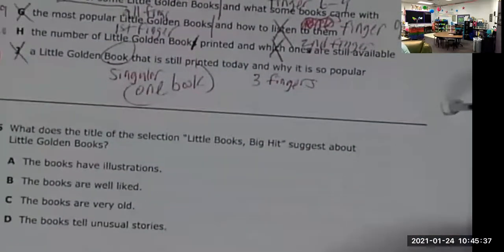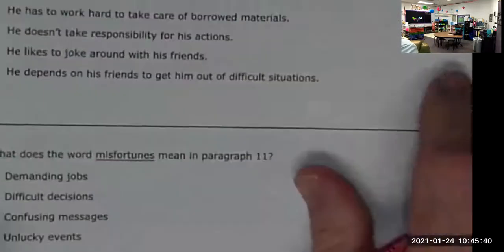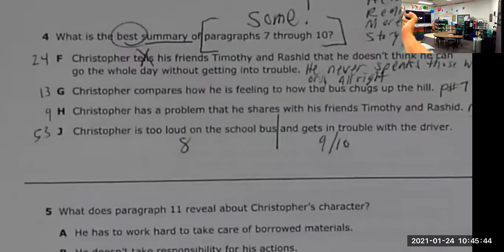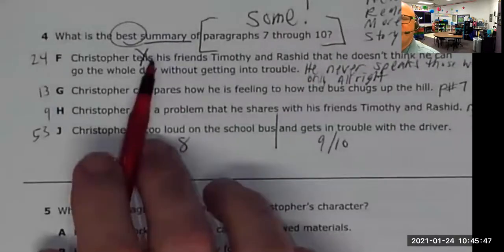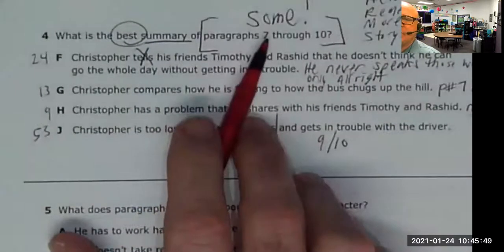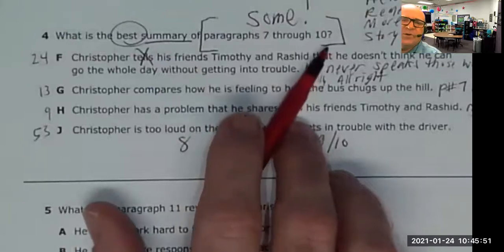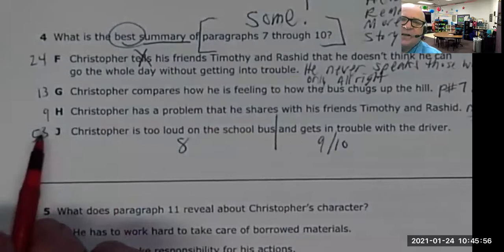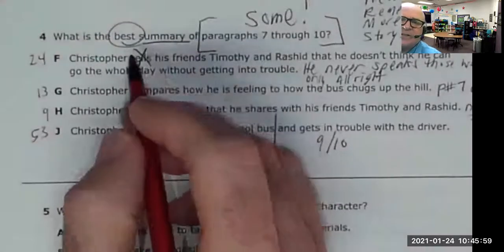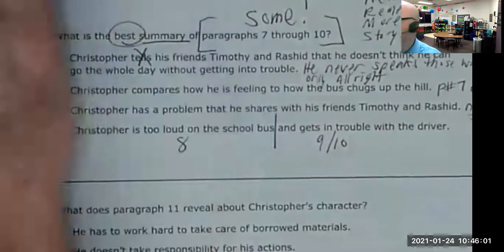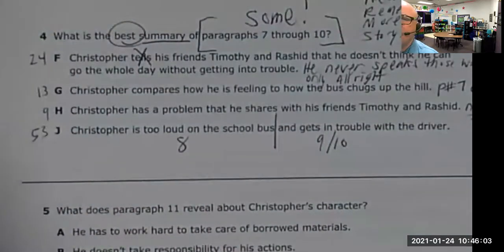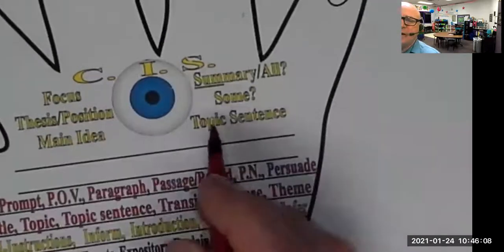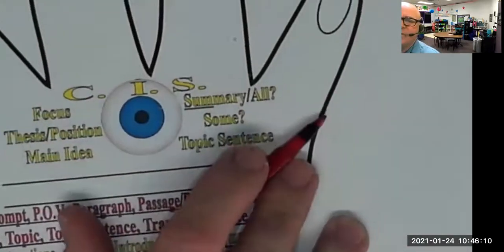Now, let me fast forward to 4th grade and show you another question. And if you'll notice, it says, what is the best summary of paragraphs 7 through 10? Well, only 53% of the kids in Texas got this one correct. And summary, right away, your kids think, are they asking me about all of it? And they always think of summary as all of it.